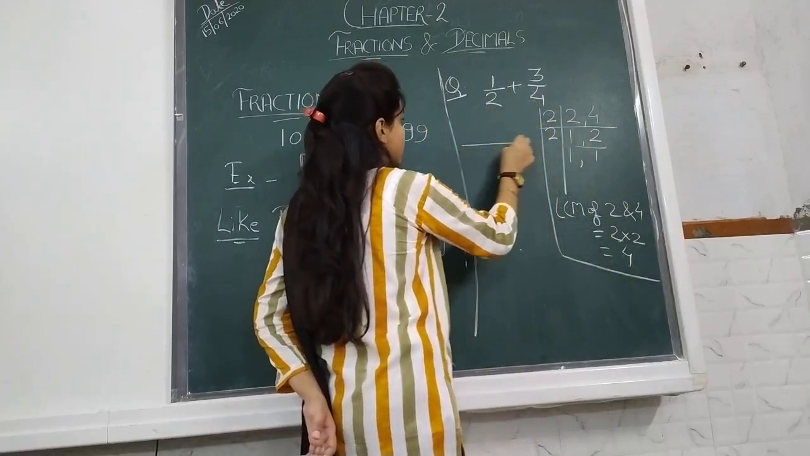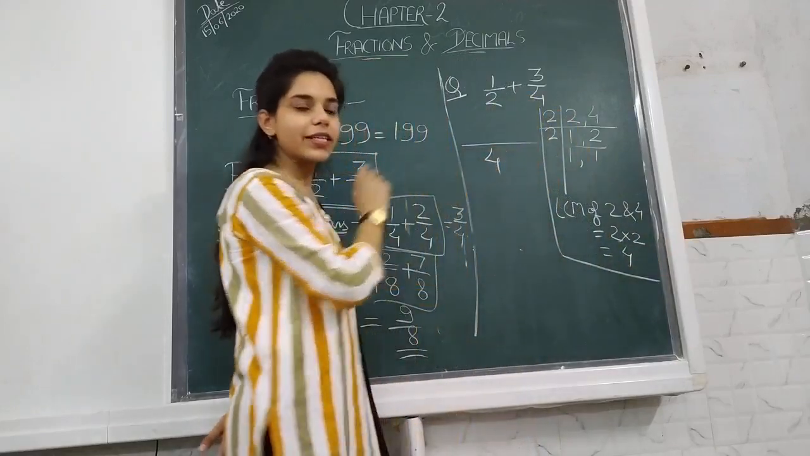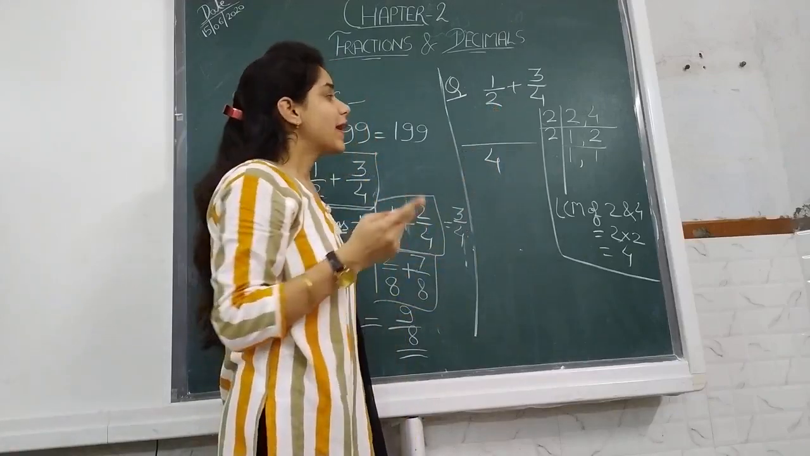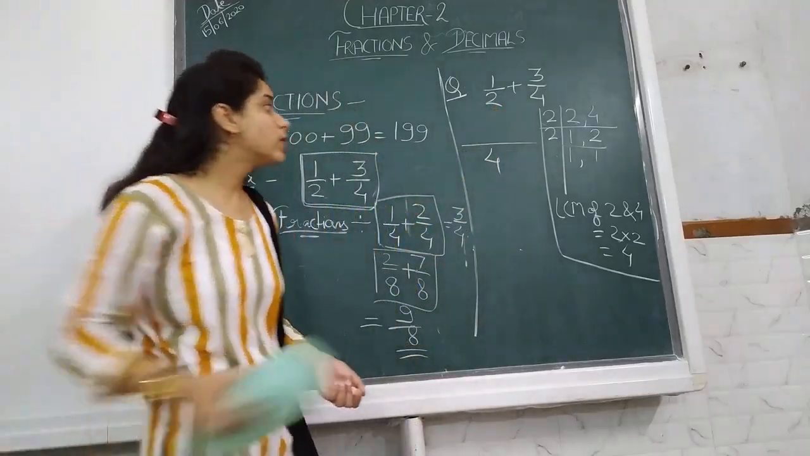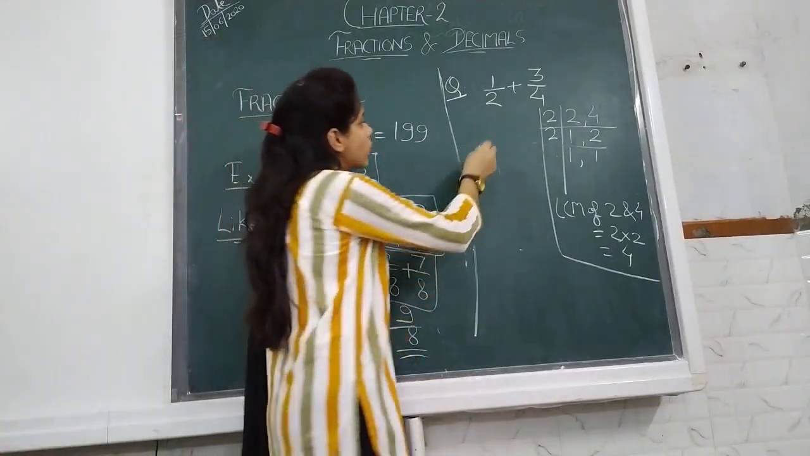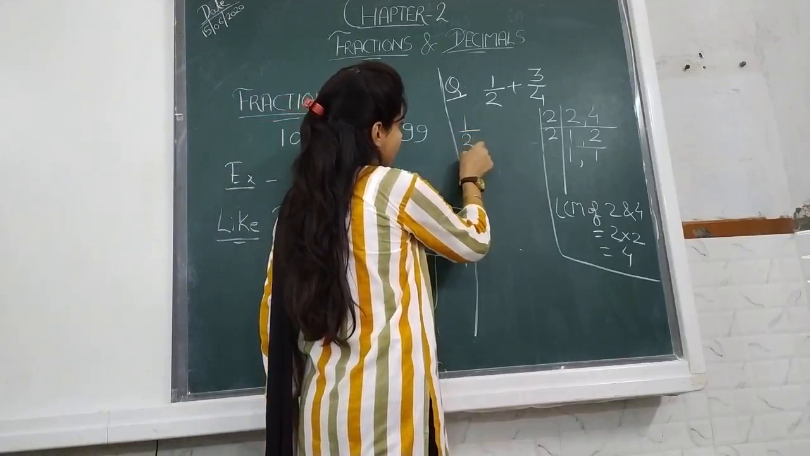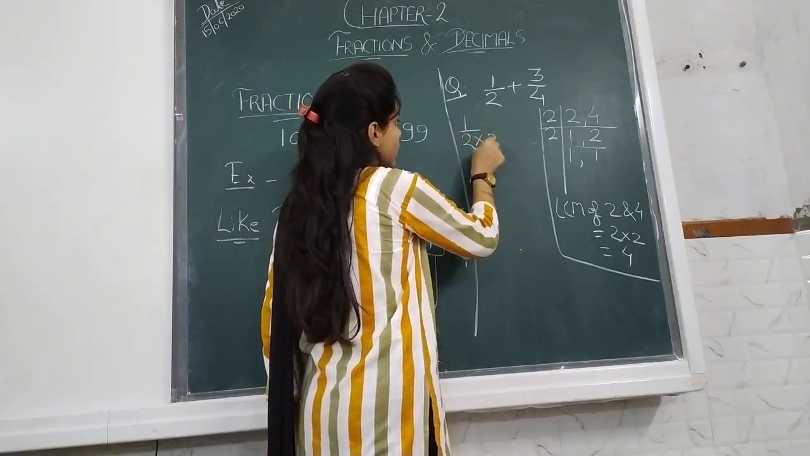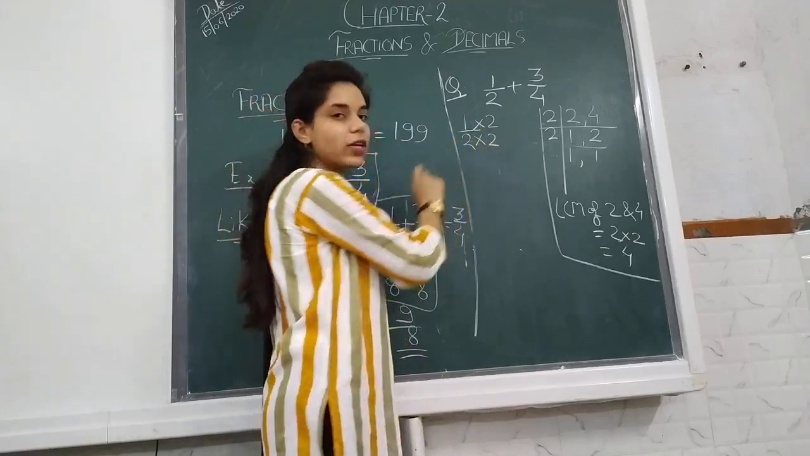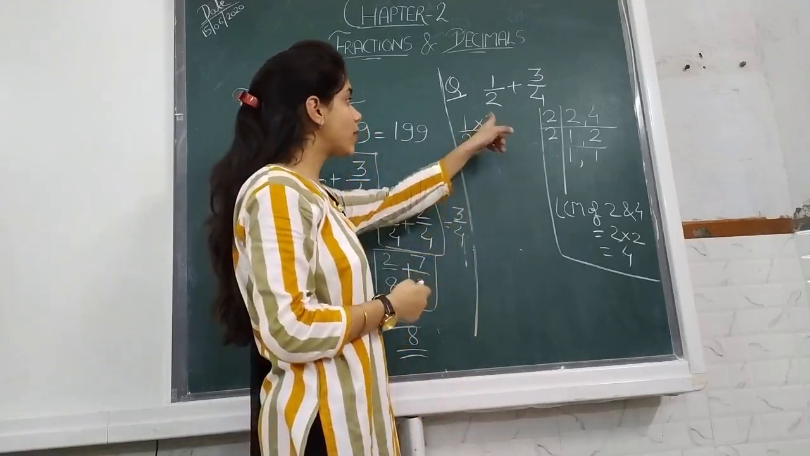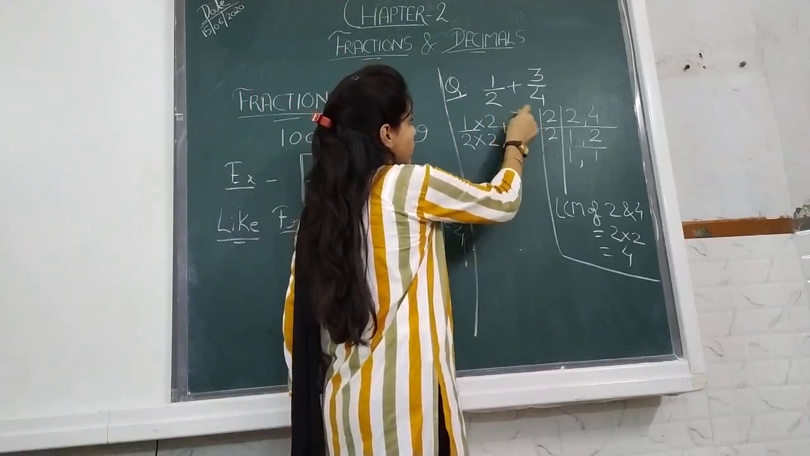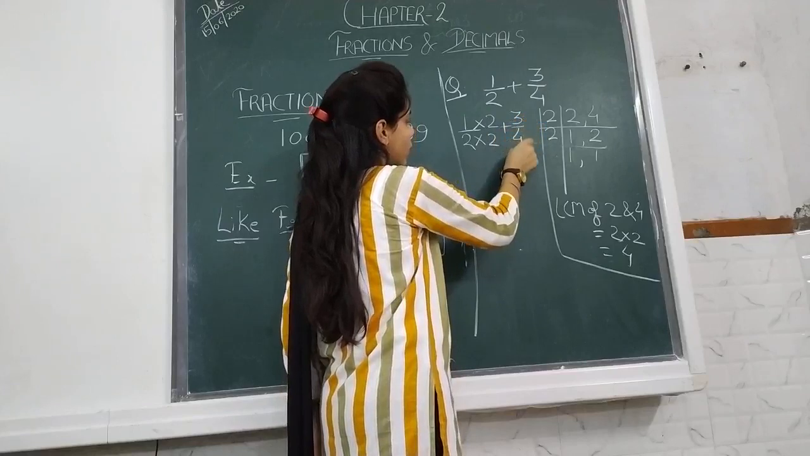So put the LCM in the denominator. So 2 ones are 2, 2 twos are 4. So 4 is 2 times of 2. So it will be multiplied here in the denominator, and if I am multiplying by 2 in the denominator, we will also have to multiply it into the numerator. Okay? So 3 by 4.